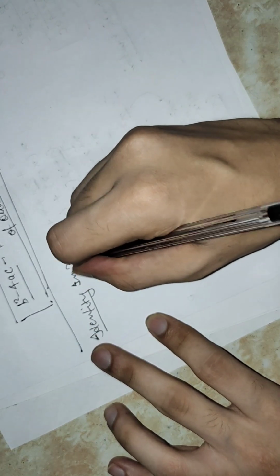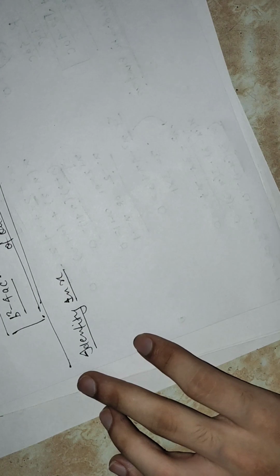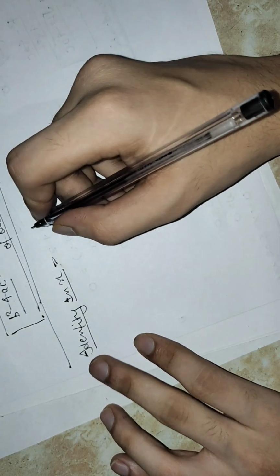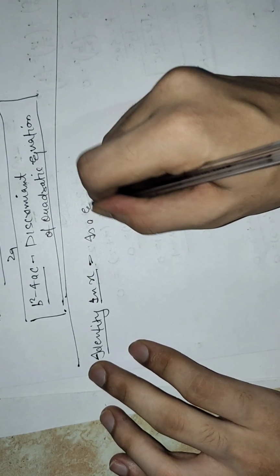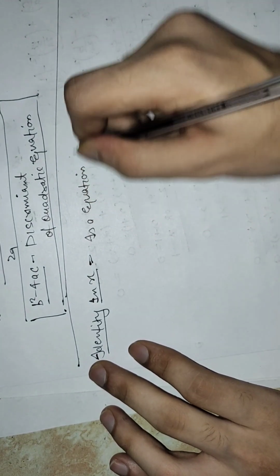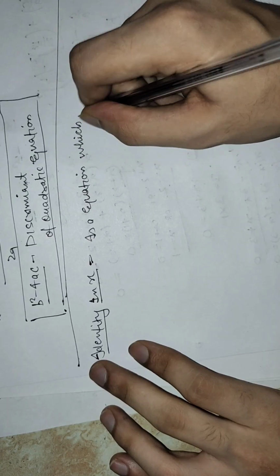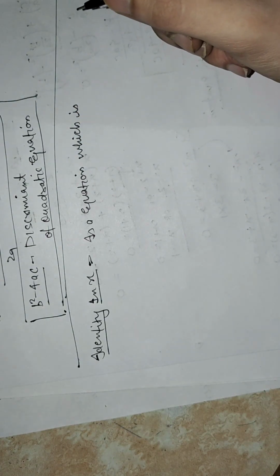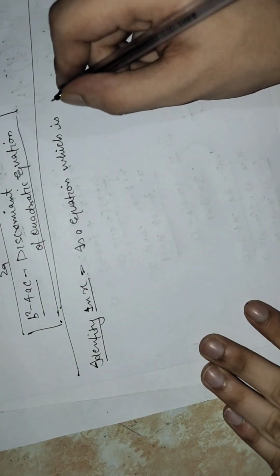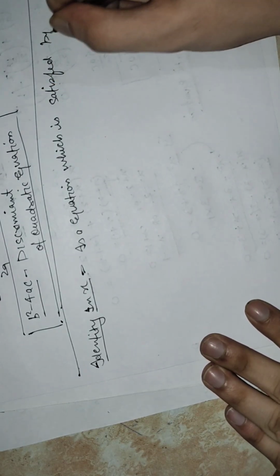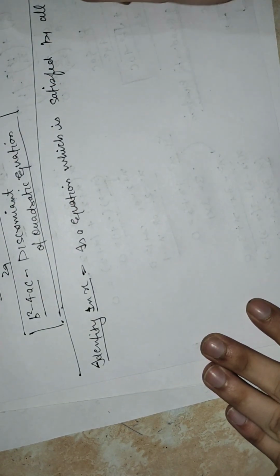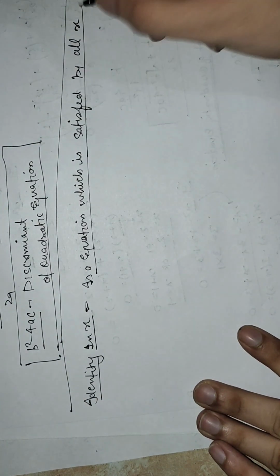Now we will come to the definition of an identity in x. An identity in x is an equation which is satisfied by all x. It is satisfied by all x.